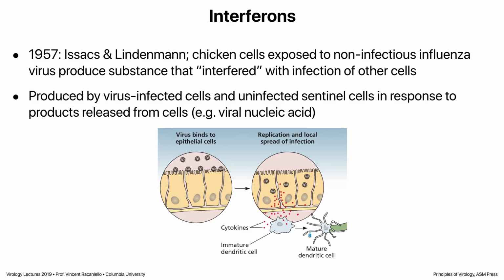They can also pick up dead and dying cells, pieces of cells released by apoptosis. They will be picked up by these dendritic cells, and that stimulates them to make more interferon, even though they're not infected, because they have receptors that can sense these foreign proteins.